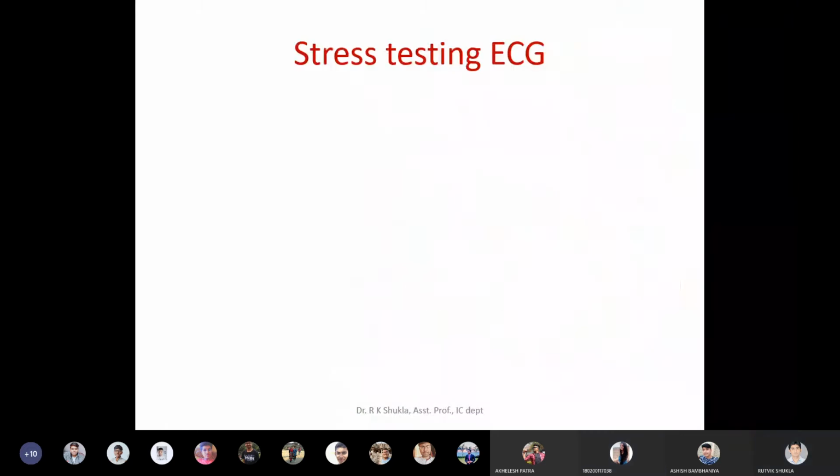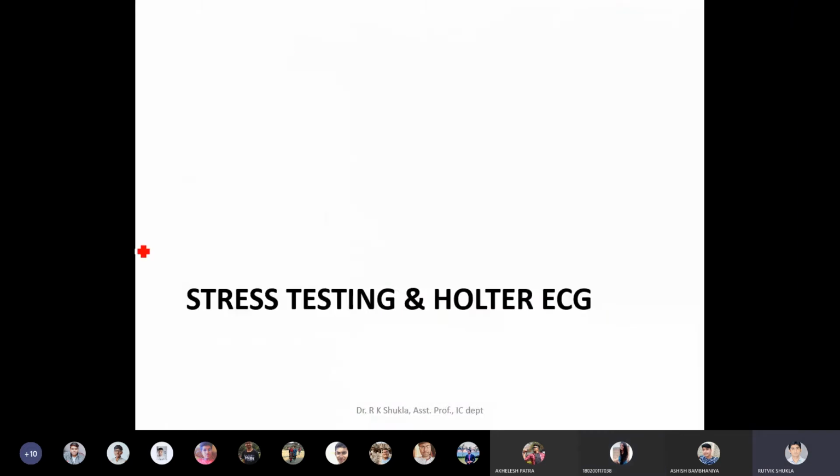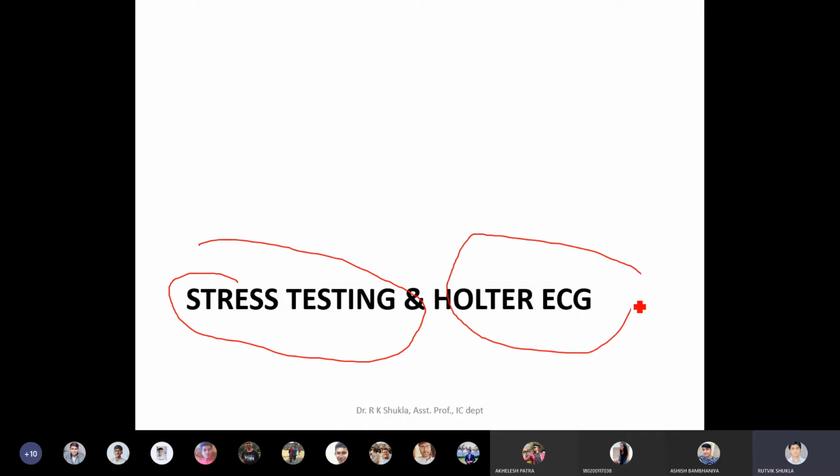Thank you sir. So let's see the next thing, which is called stress testing or the Holter ECG. Stress testing. As the word indicates, stress. So generally what happens in this is you are artificially generating the stress and then you are seeing how the patient's heart will behave. Clear? You have to see the functionality of the heart by imposing artificial stress.